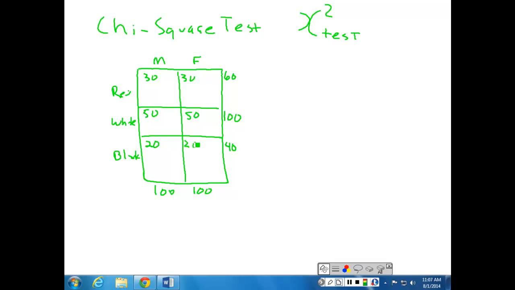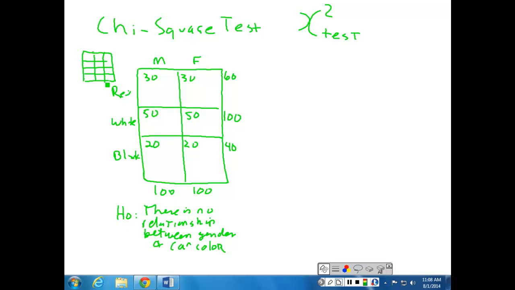So this is H0. There is no relationship between gender and car color. So here we're saying there's no difference or no relationship between these two categorical variables.